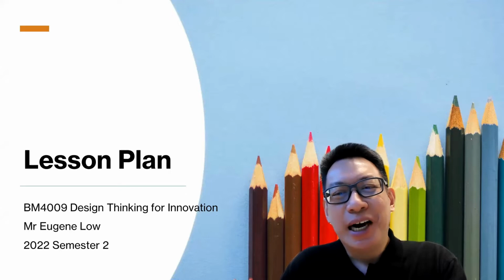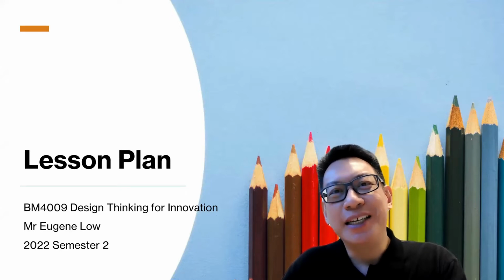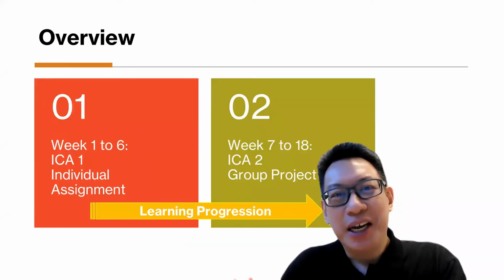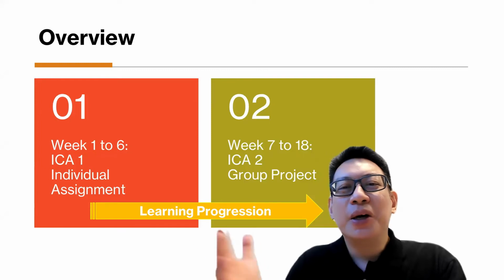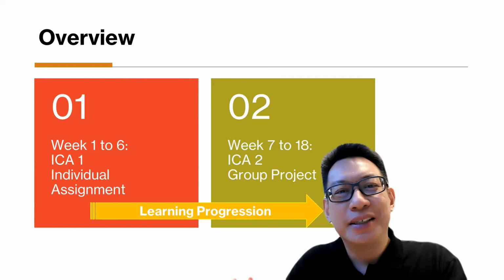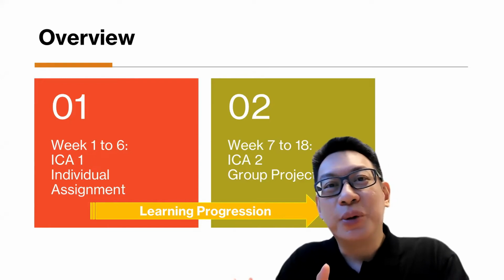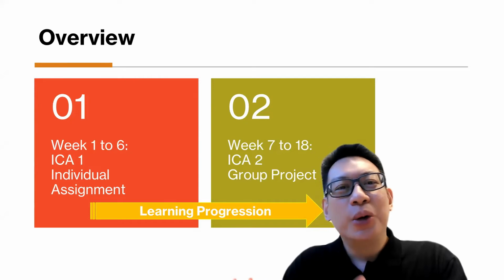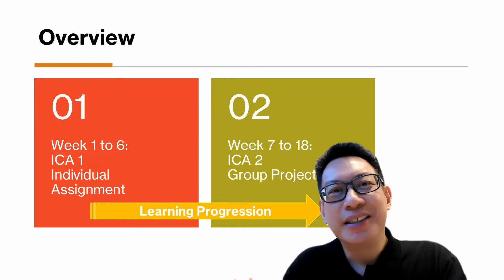In this video, I'll be sharing with you the lesson plan for the module BM4009 Design Thinking for Innovation. First, an overview. The whole semester of 18 weeks can be broken into two main parts. The first part is from week 1 to 6, and during those weeks, we will be focusing and working on your ICA 1 individual assignment.